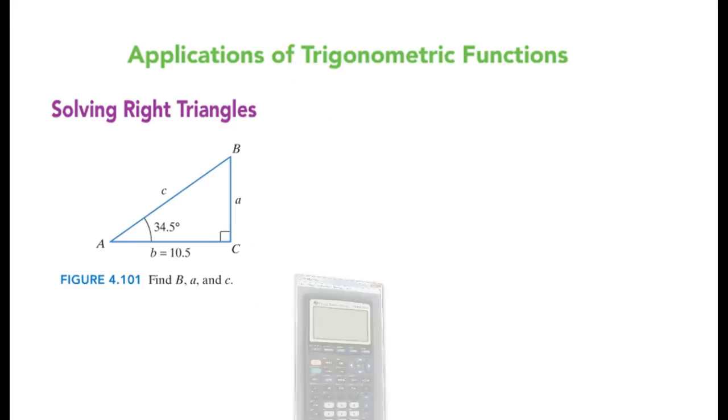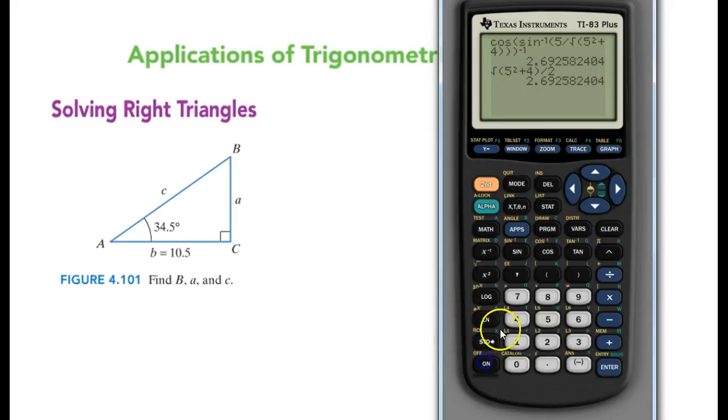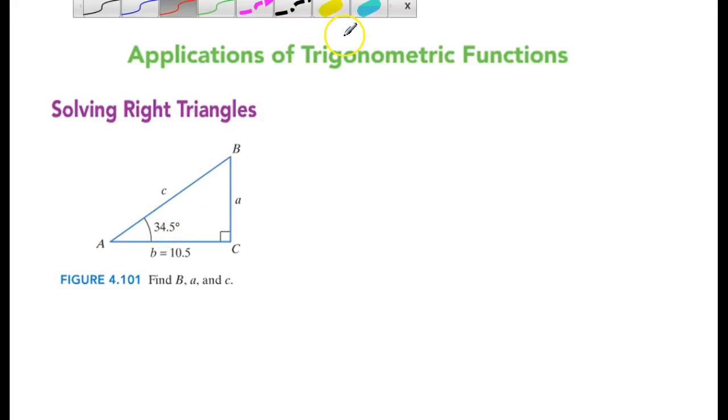So the easiest thing to do here is to find angle B, because we're using the property that all the angles in a triangle have to add up to 180. So we've got a 90-degree angle already. We've got a 34.5-degree angle as well. So that means that other angle has to be 55.5 degrees, right? You could have also just subtracted that from 90, since these are right triangles. So if you know one angle, then you just subtract from 90. So we know angle B is 55.5 degrees.